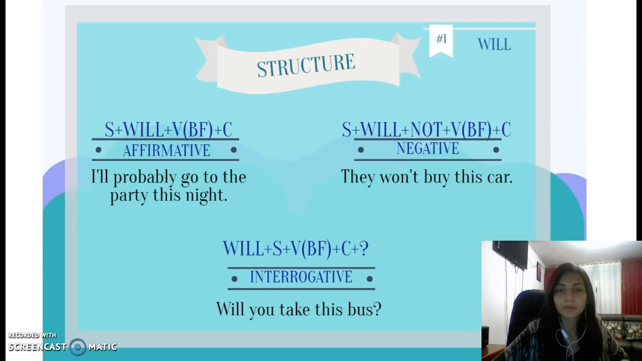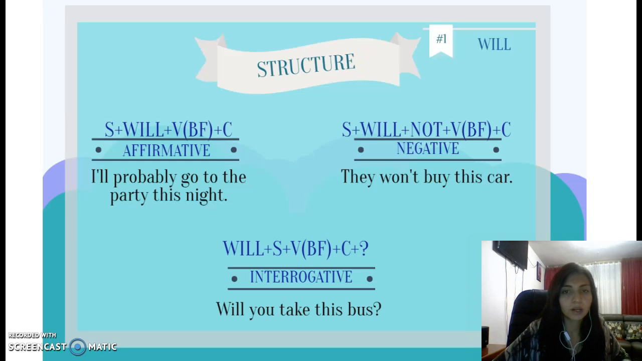In this case we have will, so to make an affirmative sentence we use the subject plus will plus the verb in basic form plus the complement. And my example is, I probably will go to a party tonight. So I have 2 options. I go to a party or I decide not to go to a party and stay at home.